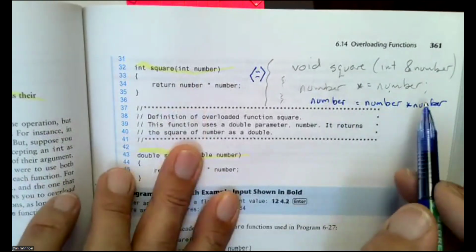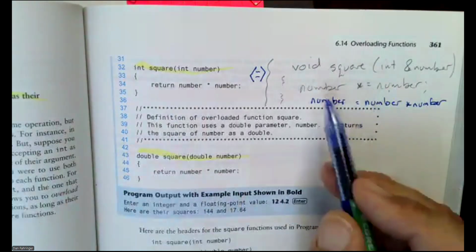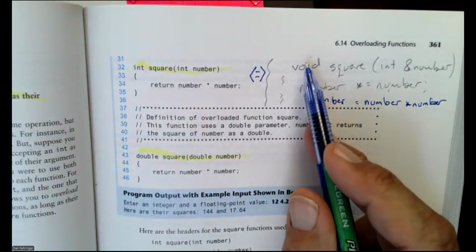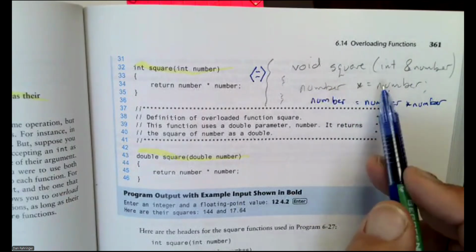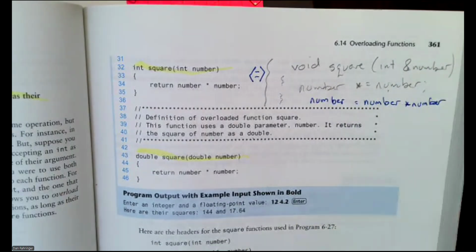Okay? This is short for that. You notice I don't have a return because it's void, but this is getting changed and I'm changing it at the address.